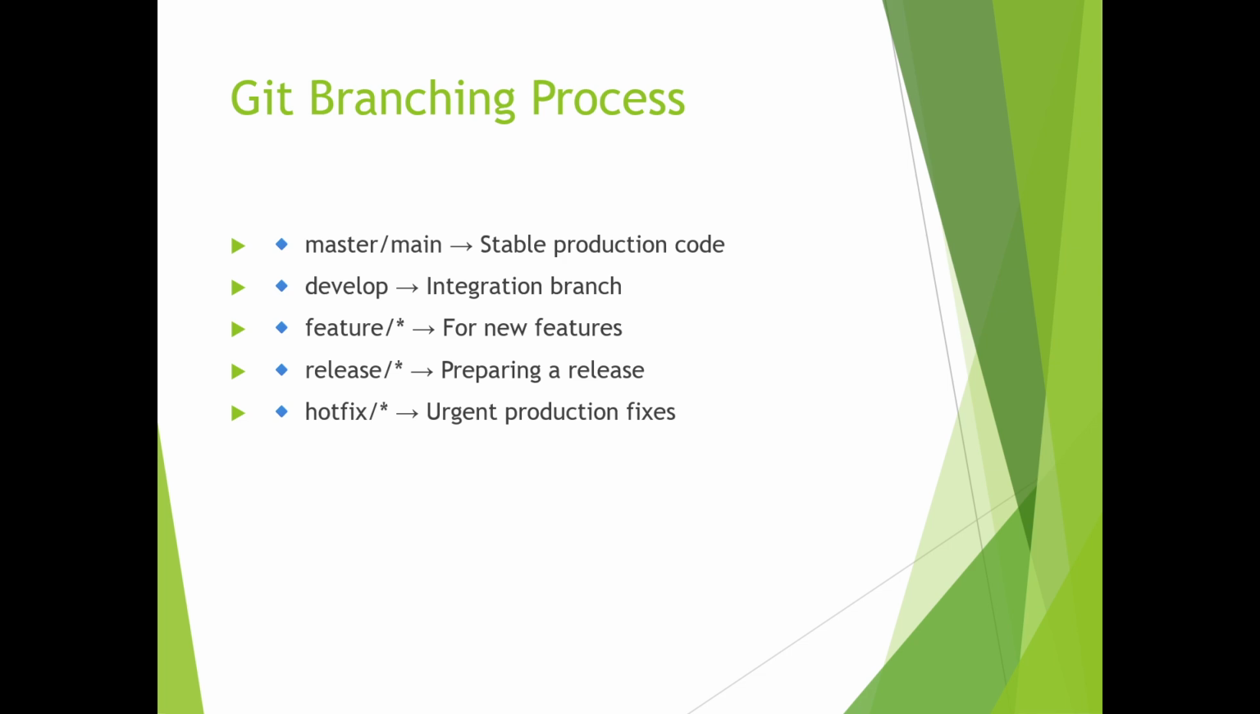Now I'll do my changes on my feature branch. Once those feature branch changes are done, I'll move that code to the develop branch, and again from the develop branch to the release branch. So this will happen like that. Okay, this is the branching process.